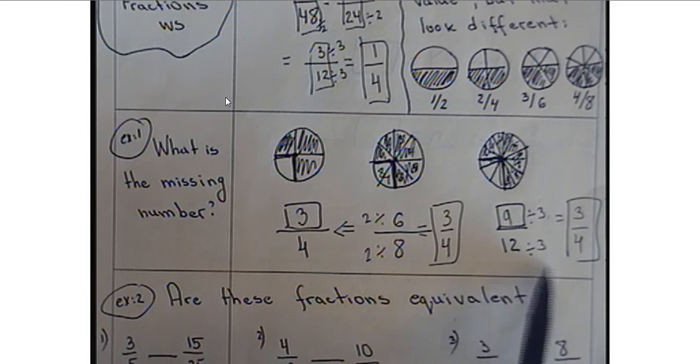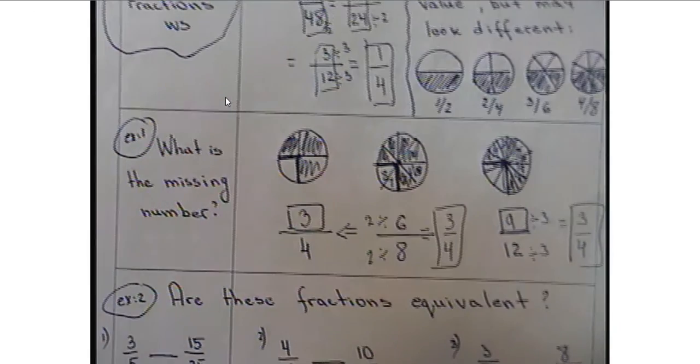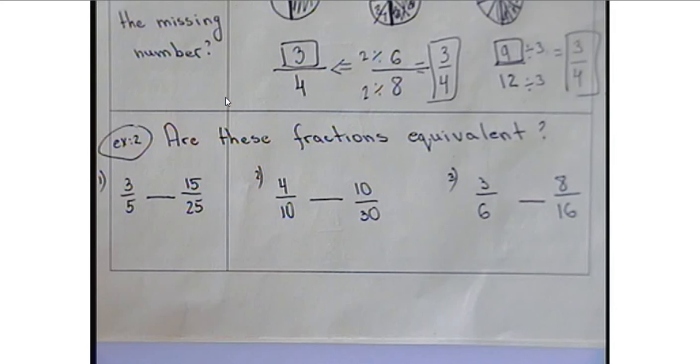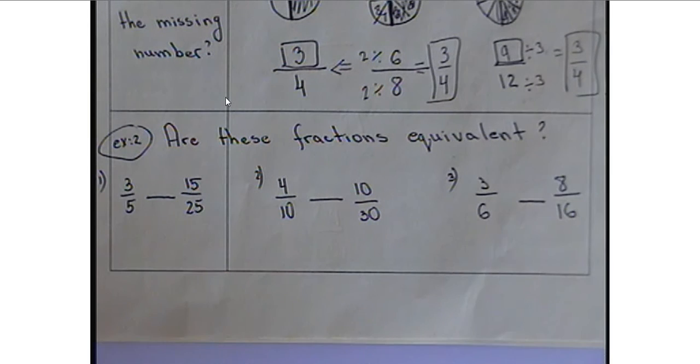So in the next example, we have, are these fractions equivalent to each other? Now, in order to tell if the fractions are equivalent, you have to have the very simplest form. You gotta simplify both fractions as much as you can, and then you compare. And if they are the same, then they're equivalent. If they are different, they're not equivalent, basically not equal.